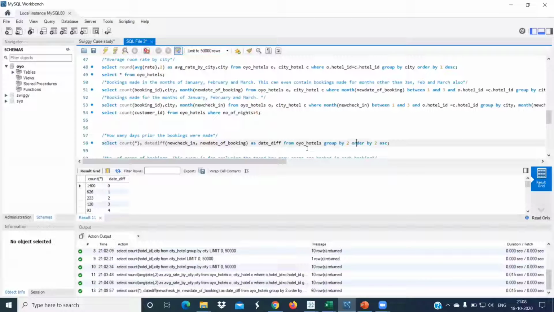We can see that 1400 bookings were made on the day of check-in only, and 626 bookings were made prior to the day of check-in, just a day prior to the day of check-in.